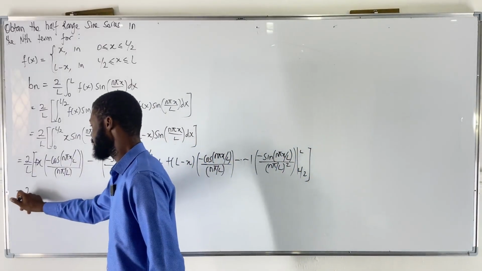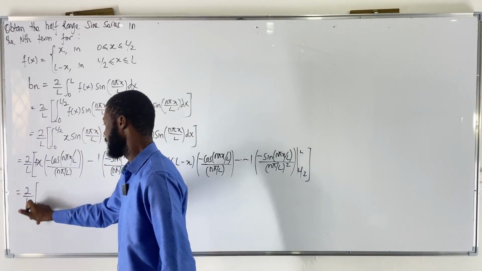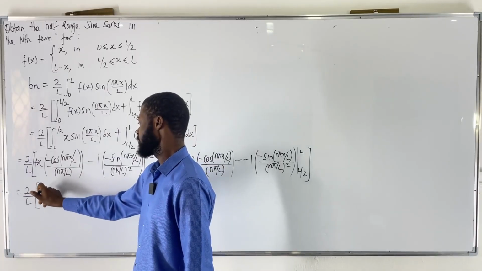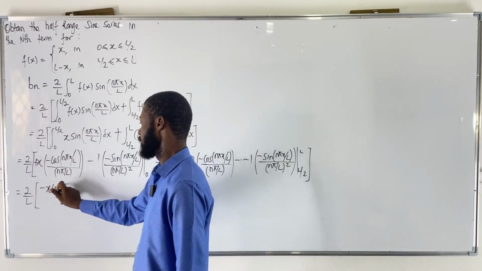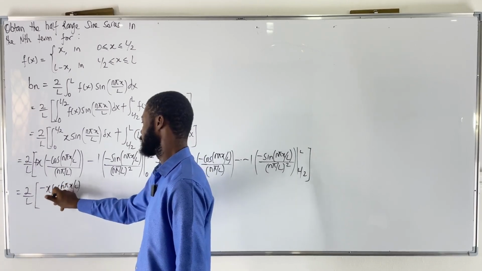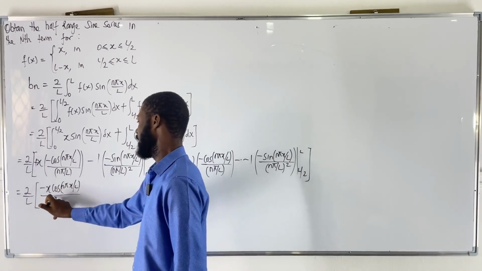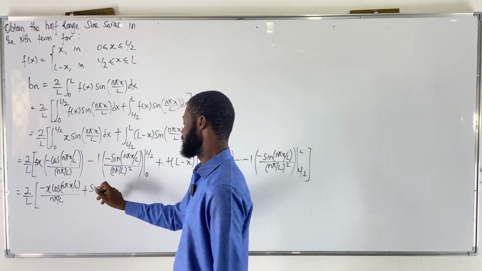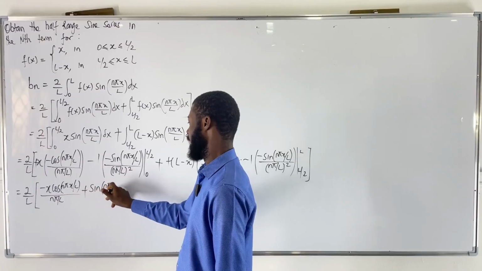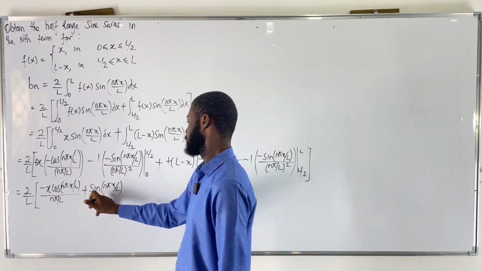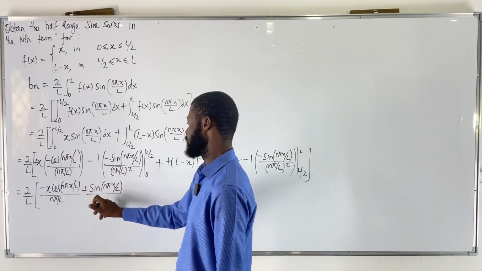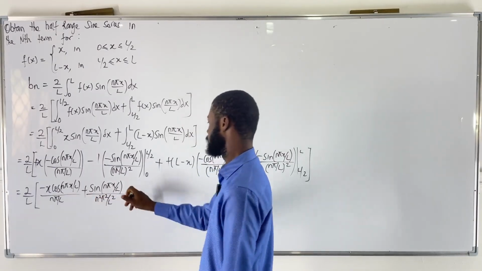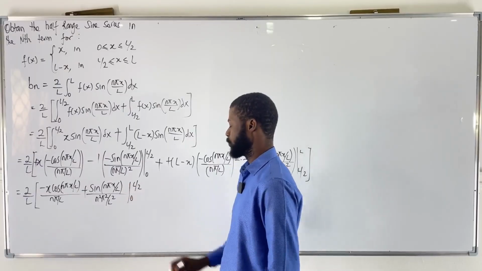Let's simplify first this sign. Now this is minus. This is x. So this will be minus x cos n pi x over L divided by n pi over L. Minus times minus is plus. Then this is sine n pi x over L divided by, when you expand this, n squared pi squared over L squared, from 0 to L over 2.